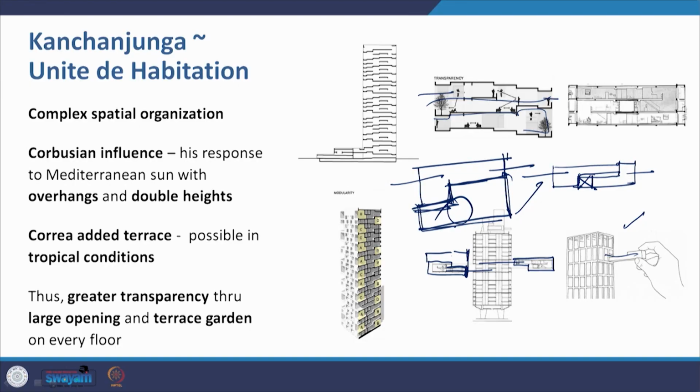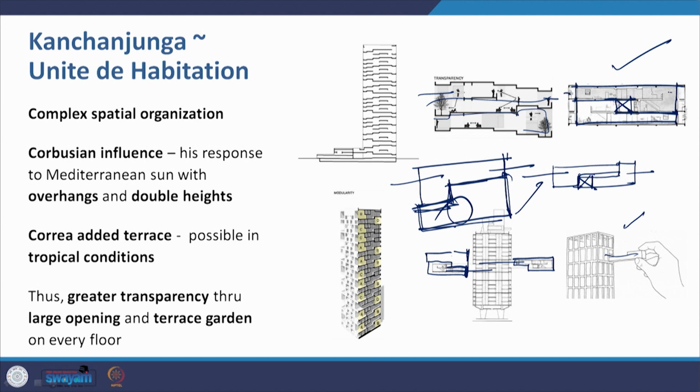This is the section of Unité d'Habitation. As you can see, okay, now I should have referred to it in the beginning only. This is one apartment. Please forgive me for that mistake. So this is the other apartment, and this is the corridor in between, right?